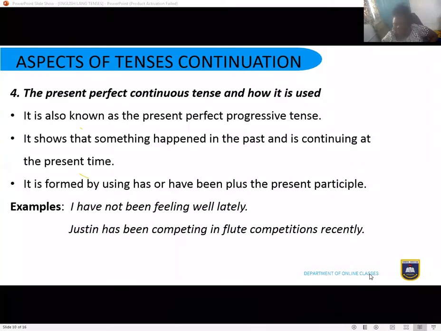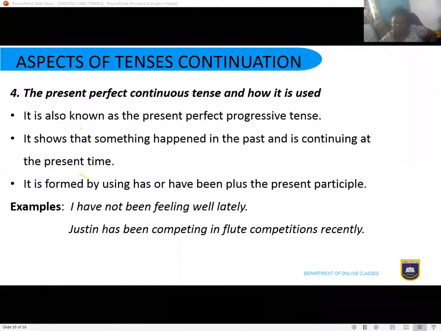Now the question you asked: can we say they has been? No. If you said they has been, then there is no subject-verb agreement, no concord, because they is plural and it ought to agree with a plural verb. So you can only say they have been. Is it clear, Perpetua? Yes, madam. Very good.